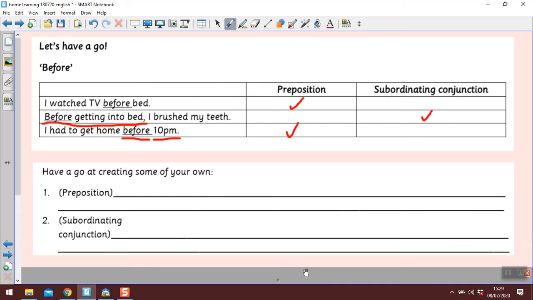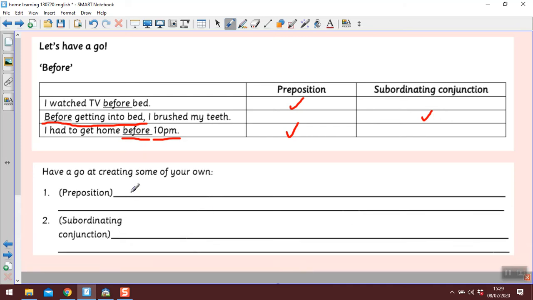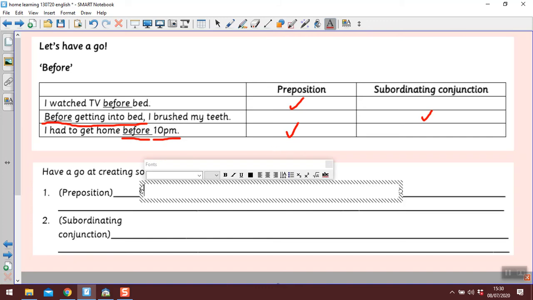Now have a go at creating some of your own. I'd like you to write a sentence where before has been used as a preposition and a sentence where before has been used as a subordinating conjunction. Pause the video while you do this. Okay, so for a preposition, I could have something like before 7 a.m. So this is a preposition now, there's no verb in this part of the sentence. Before 7 a.m. I am asleep.